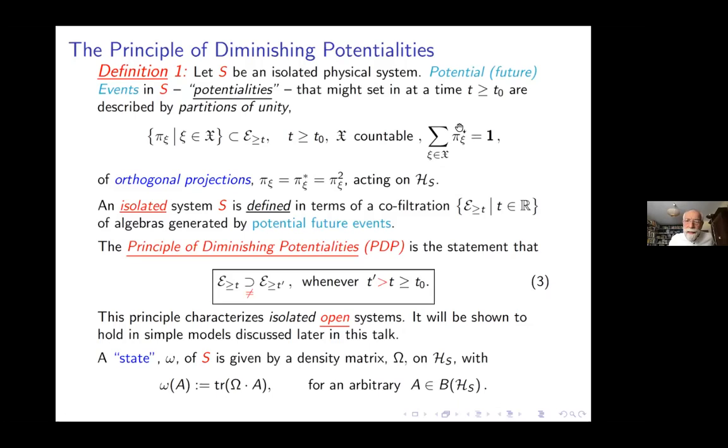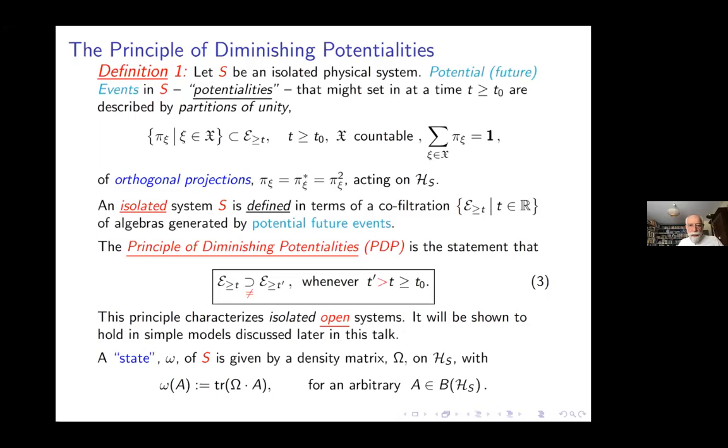So now we know what isolated systems are and why we focus on isolated systems. Well, then potential future events in such a system, or potentialities that might set in at the time t in the future, are described by partitions of unity, π_ξ. ξ belongs to some countable set, capital X. And these projection operators, π_ξ, should all belong to the algebra E_≥T, where T is a time in the future. The sum of these projections, the sum over ξ in X of π_ξ, should be the identity. That's a partition of unity in terms of orthogonal projections.